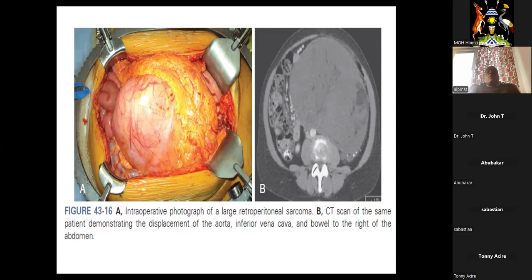But when you talk about trauma or hemorrhage in the retroperitoneal space, then we use the zonal classifications. That is what is agreed upon as a standard.